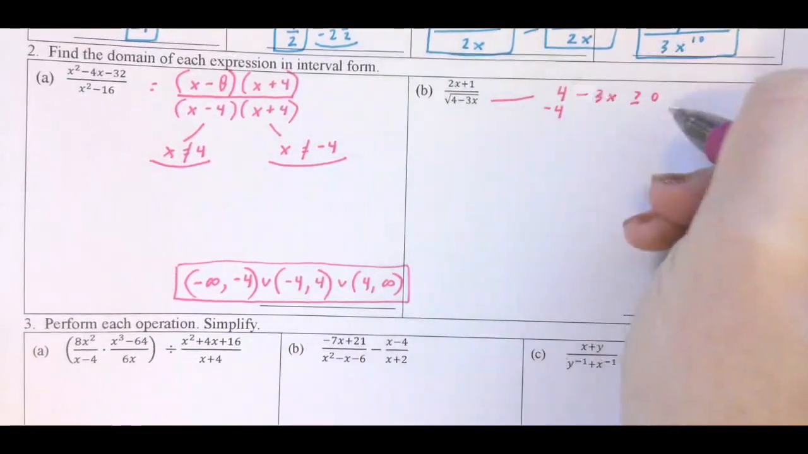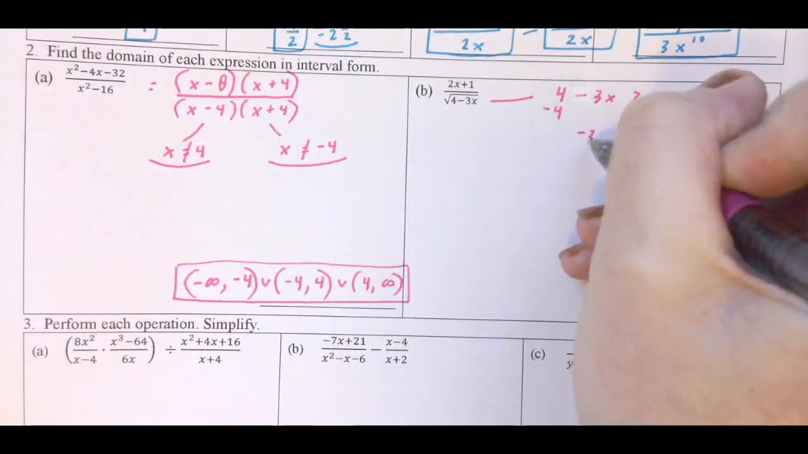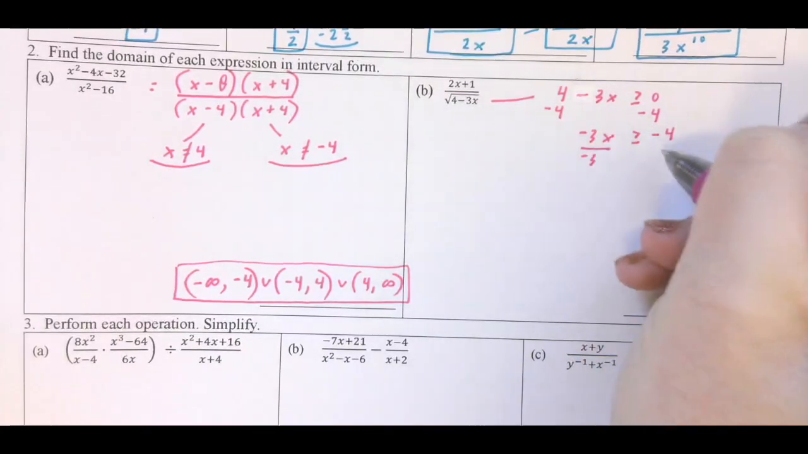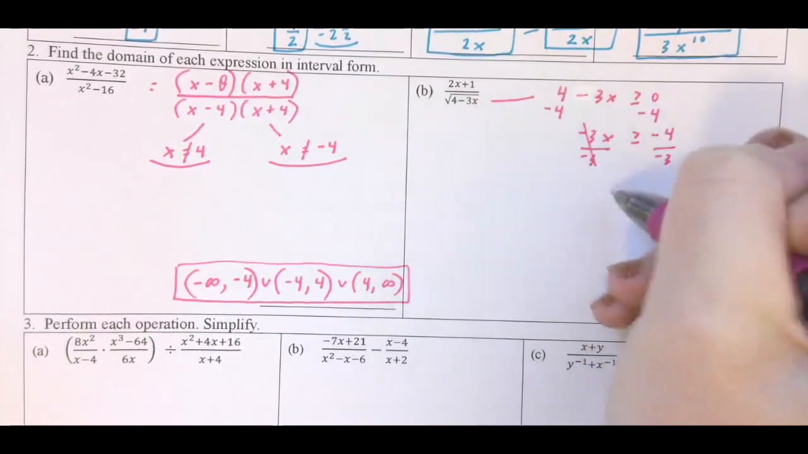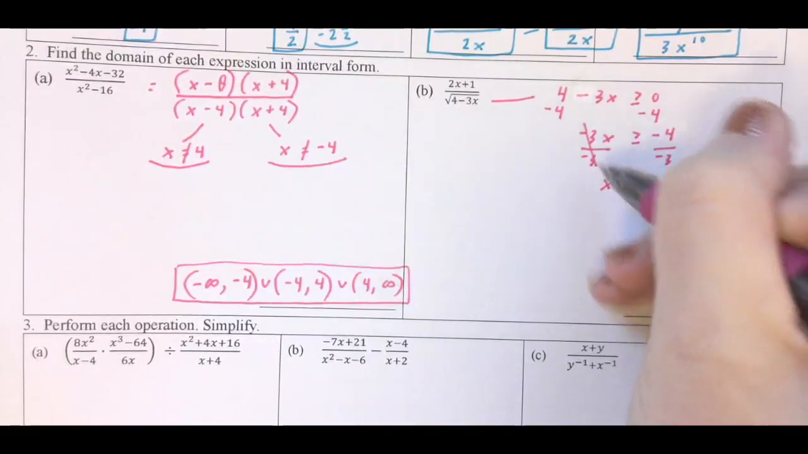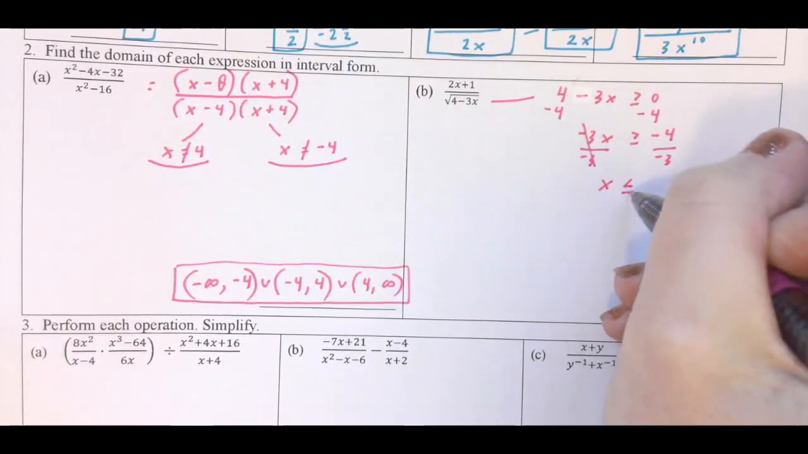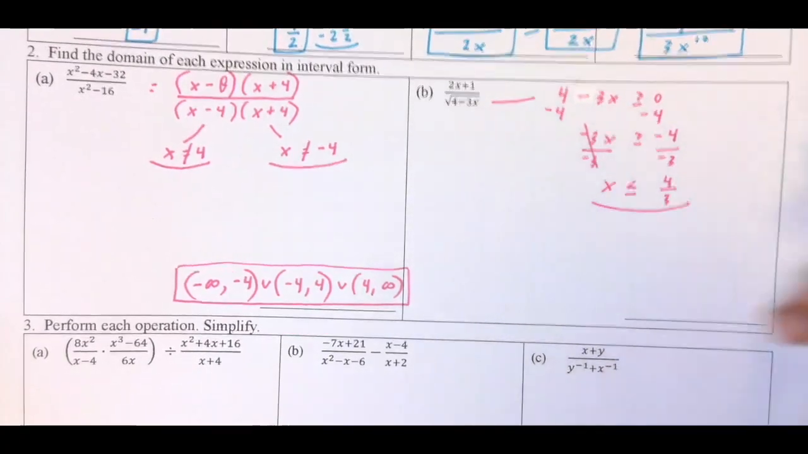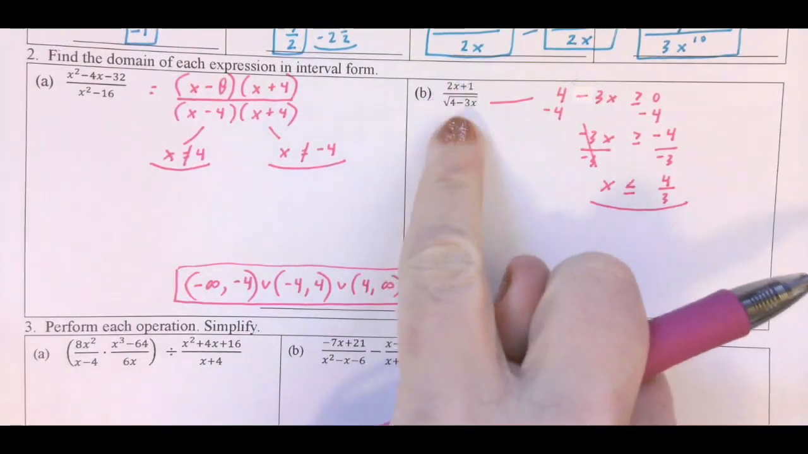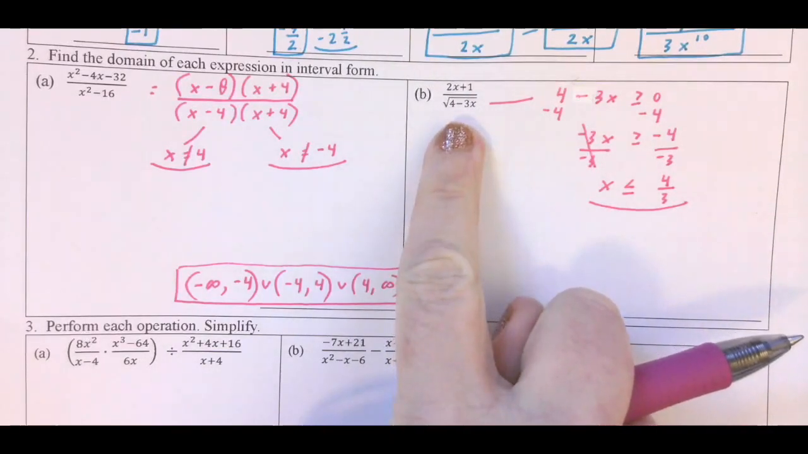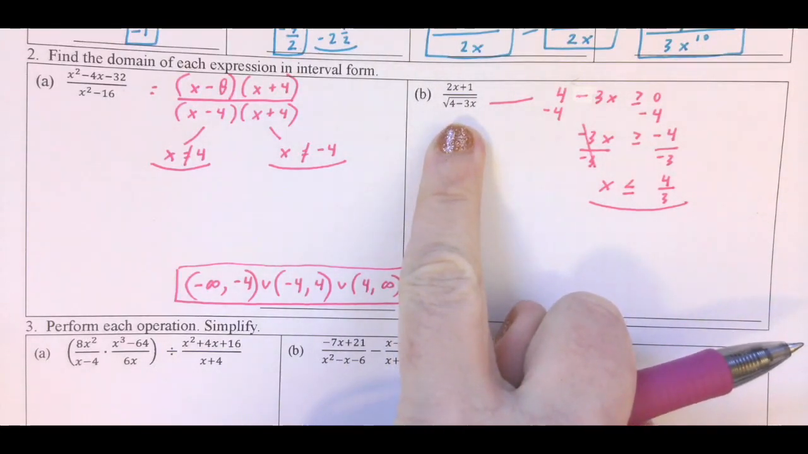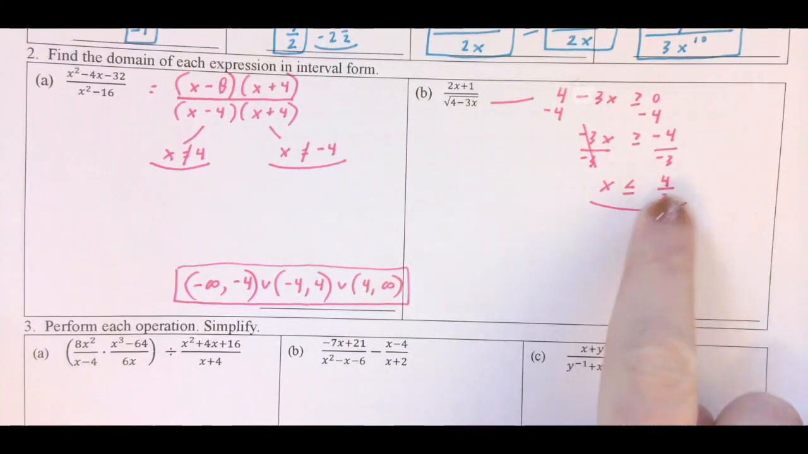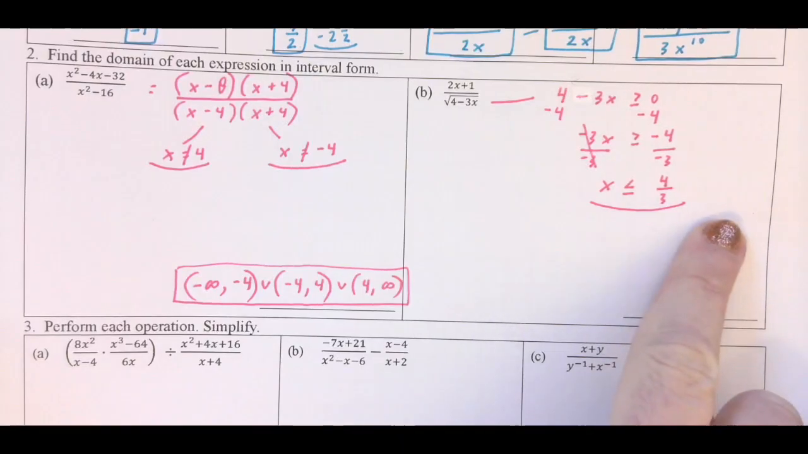So take away the 4. So -3x greater than or equal to -4. Divide by -3. I got to flip my inequality because I just divided by a negative. x has to be less than or equal to 4/3. Okay, so first thing is that my radicand, the number underneath the root, has to be greater than or equal to 0. So right now, x has to be less than or equal to 4/3 for that to be true.